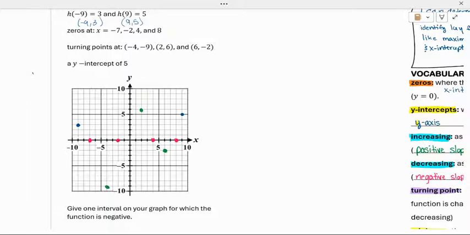The last thing I need to identify is my y-intercept. My graph crosses the y-axis at 5. Okay, so this is essentially a dot to dot. We just have to figure out where we're going.